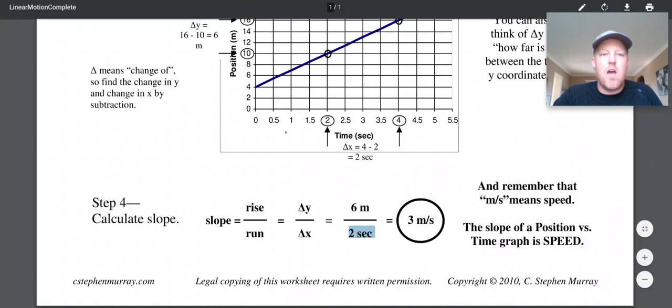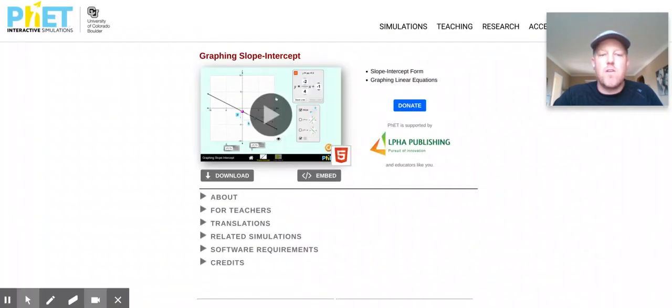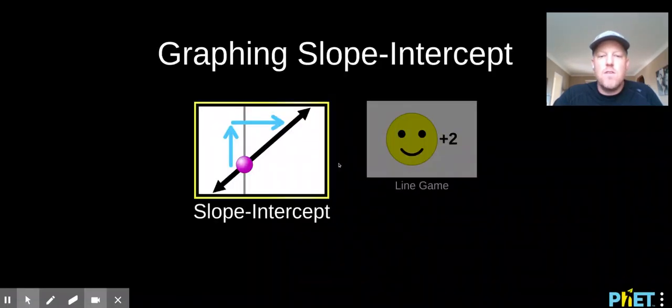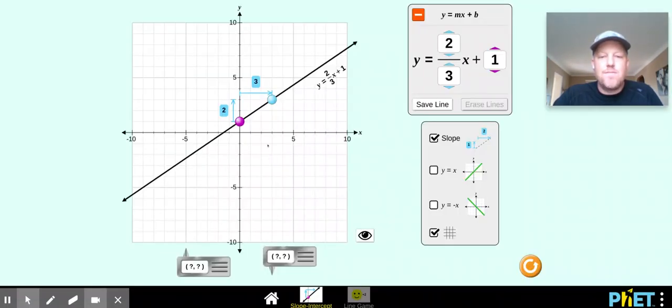The second thing that we're going to talk about with slope-intercept form, we're going to use PhET. There will be a link to this where you can find it, but it's just some software that illustrates it pretty well for you visual learners. What slope-intercept form involves is rise over run that we just talked about, shown in blue here, a rise of 2, a run of 3. And so your slope is 2/3.